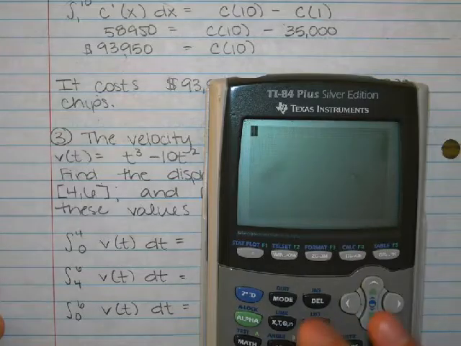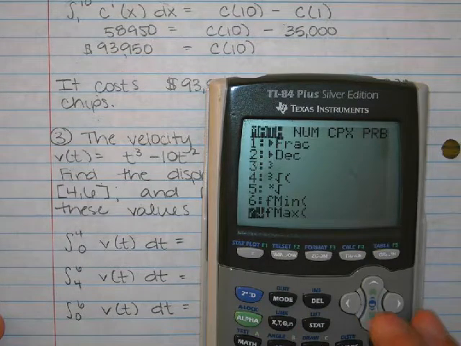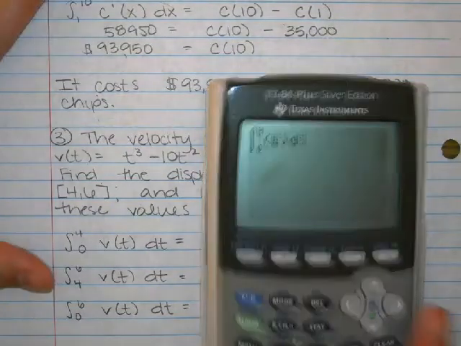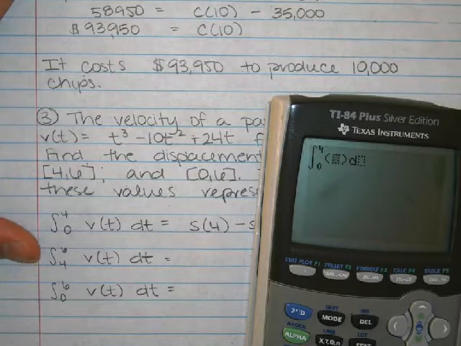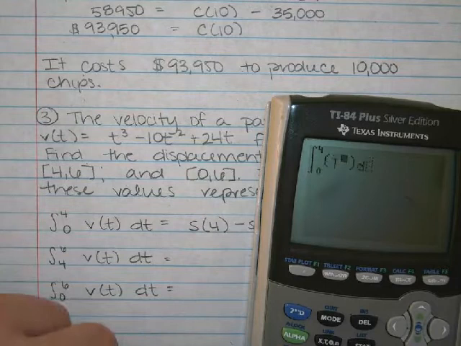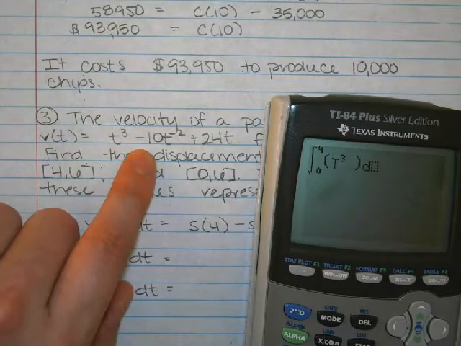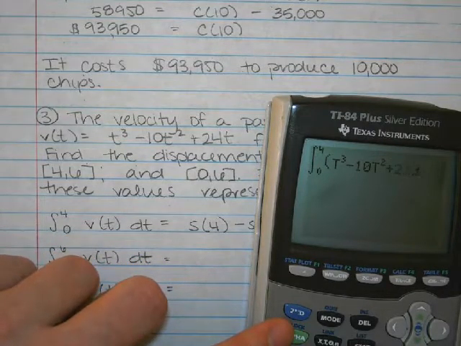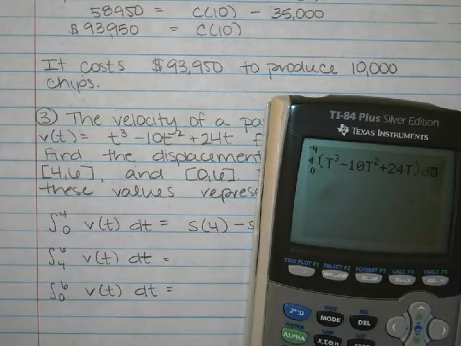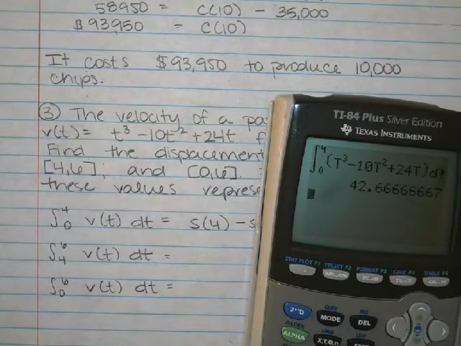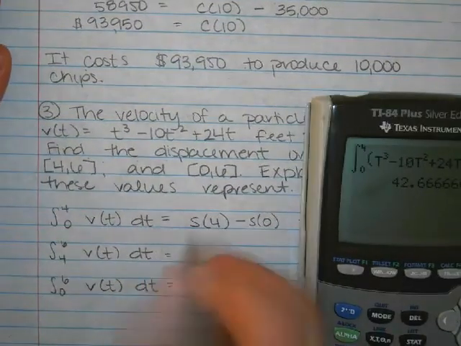So I'm going to hit the math button and go down. So this is math that we have done before. We have just done it by hand before, and now we're using our calculators to do it for us. So if you want to do it in terms of x's, you can. If you want to do t's, you can. So t to the third minus 10 t squared plus 24 t dt. So that's 42.667.